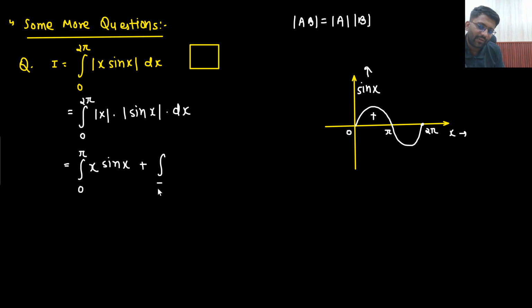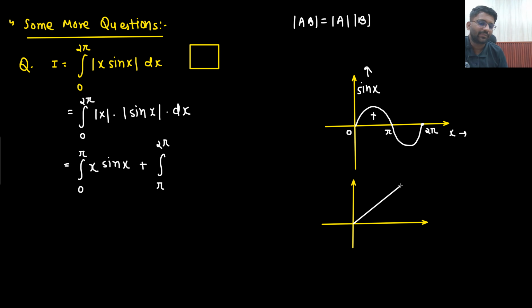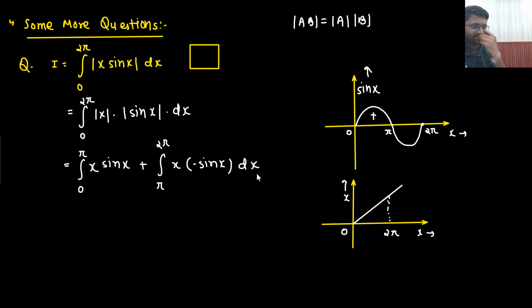But what will happen between pi to 2 pi? Mod of x will open with the positive sign only, because what is the graph of x? This is the graph of x between 0 to 2 pi. Between 0 to 2 pi, the graph of x, x versus x, is always positive. So since it is always positive, there is no issue, and it will always open with the positive sign. But between pi to 2 pi, sin x is negative. So this is negative, and this is how it will open up. Is that clear? Understandable?